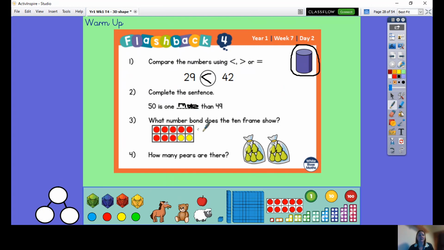Okay, what number bond is showing? So I'm going to count the red counters. 1, 2, 3, 4, 5, 6, 7, 8. It's showing 8. Add how many yellow ones? 2 equals 10. And then looking at the pairs, I know there's 5 in each one, so double 5. 5 add 5 is 10. Brilliant. I'm sure again lots of you got those right.